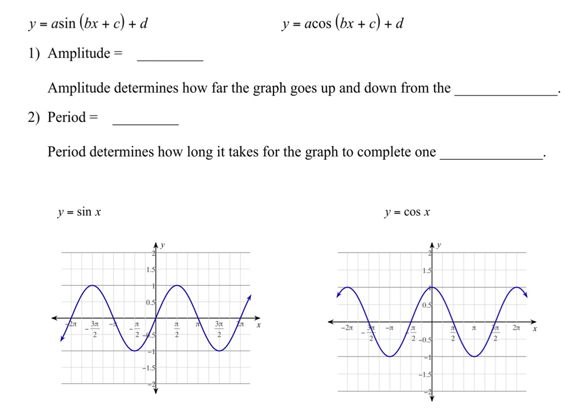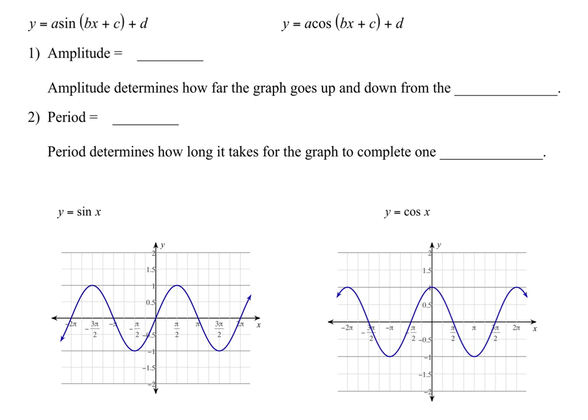So on your handout, let's talk about some of the terms. Amplitude. The first thing I want to point out at the top of these notes is the standard form of a sine and cosine function. So you have a sine of bx plus c plus d. All right, these are all things that you could translate from a regular sine of x graph.